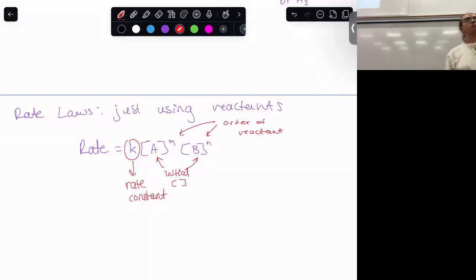What are the three orders we usually talk about? So we usually talk about 0, 1, 2. Other orders do exist. There are like 3/2 orders or 3 orders. But you are responsible for 0, 1, and 2.